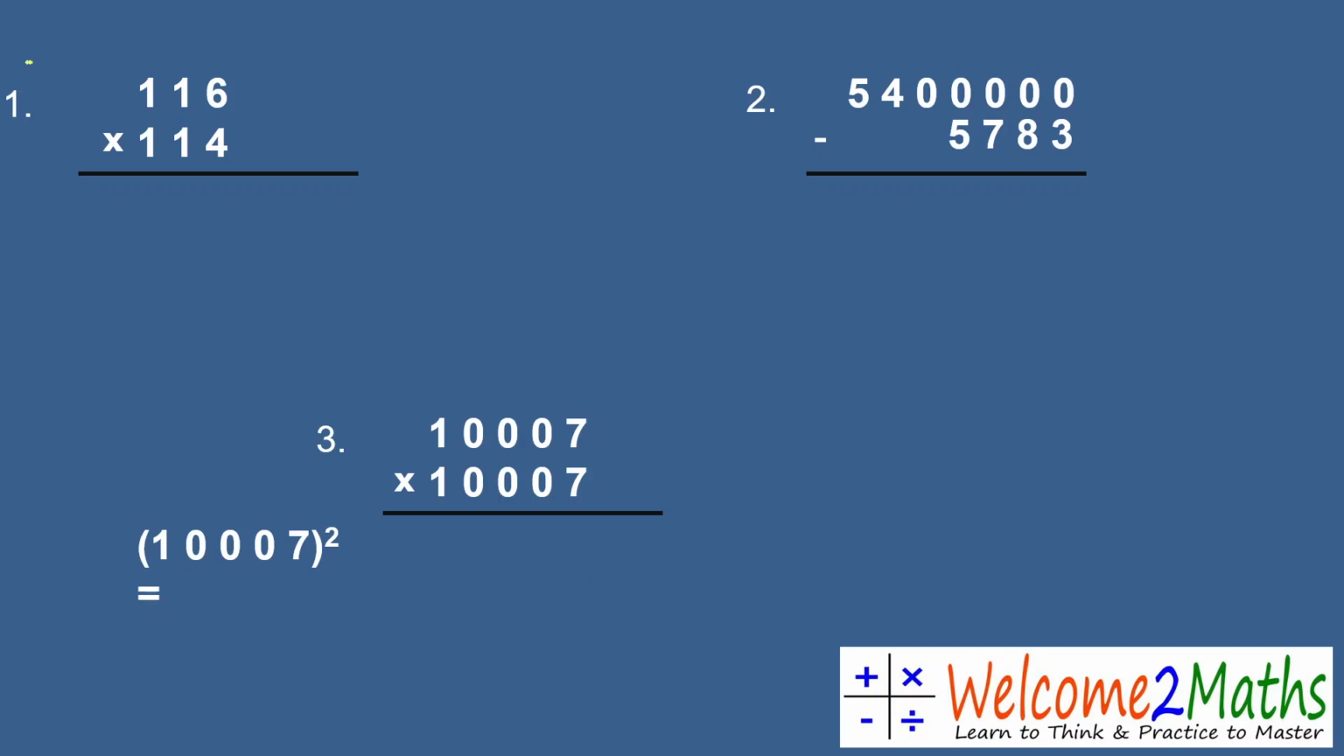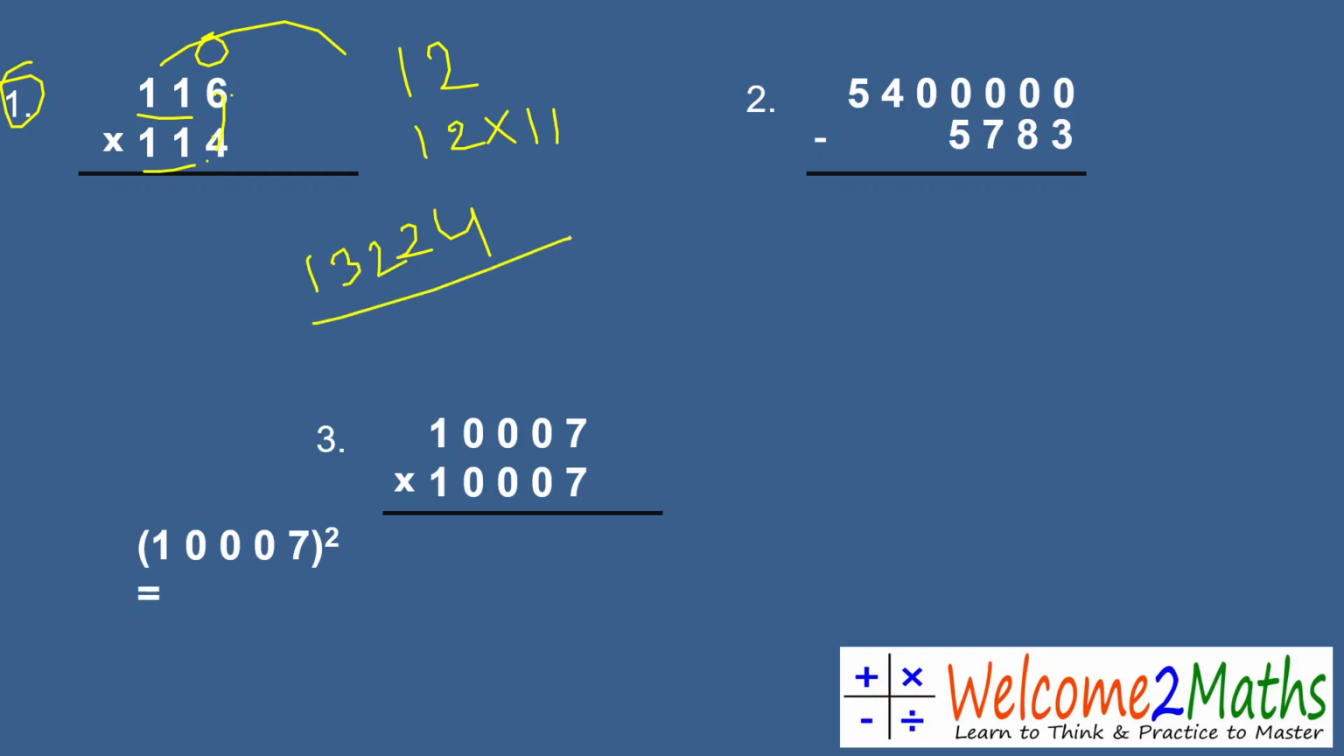Let's solve question number 1. Here you see it's 116 into 114. Let's see how fast we solve this. The ones place digits are 6 and 4, so 6 into 4 is 24. Apart from 6 and 4, what's remaining? The digits are 1 and 1, that means it's 11. What is the next number of 11? It's 12. So now 12 into 11 is 132. So it's 13224, that means 13,224. And this is our answer.